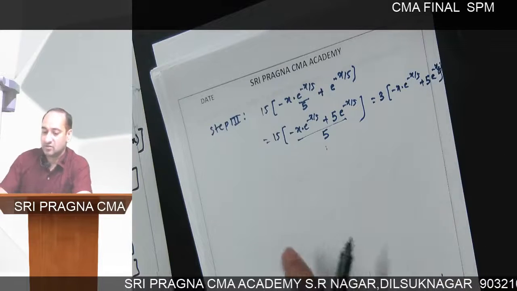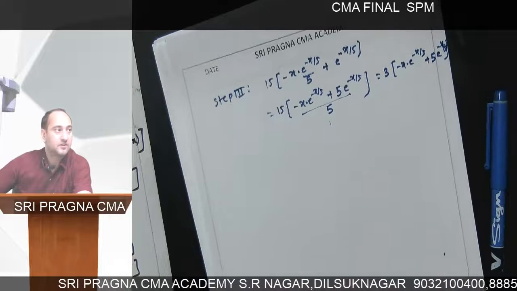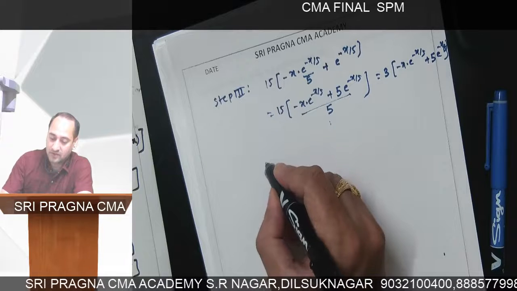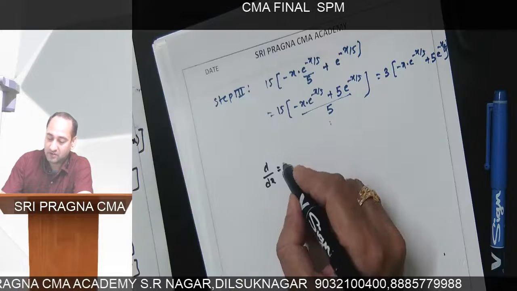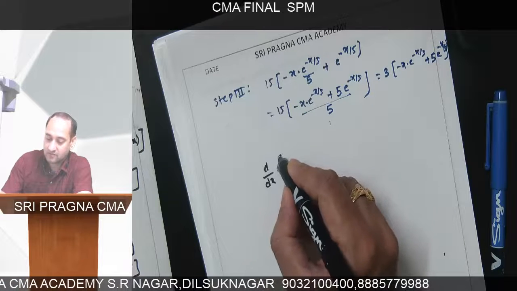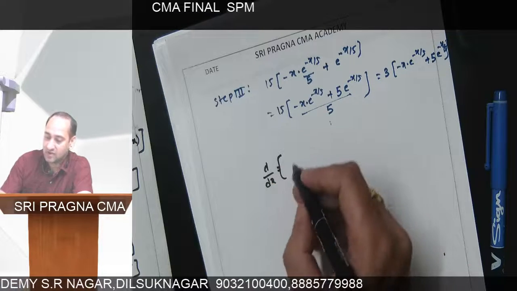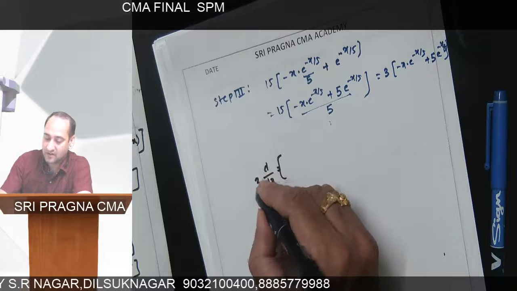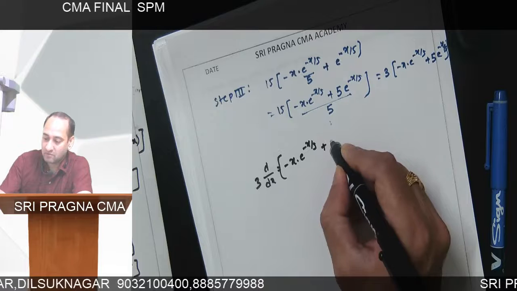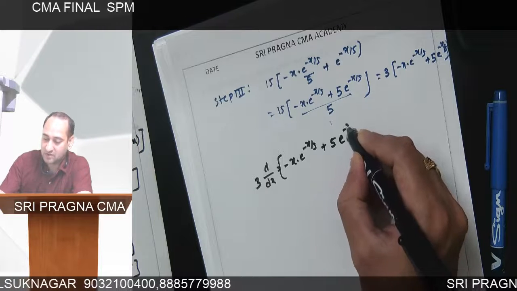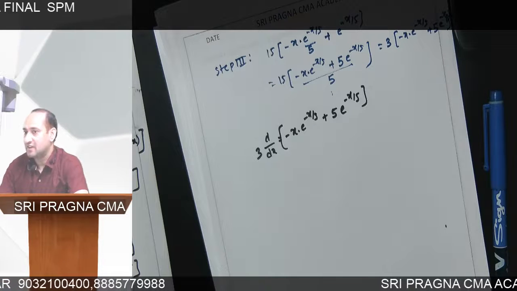Is it okay? So let us do the differentiation of this number. What we are going to do is d by dx of this. I am taking 3 as common, so we keep the 3 outside here. So minus x e to the power minus x by 5 plus 5 into e to the power minus x by 5. I am going to do the differentiation. Please check whether I am doing anything wrong here.